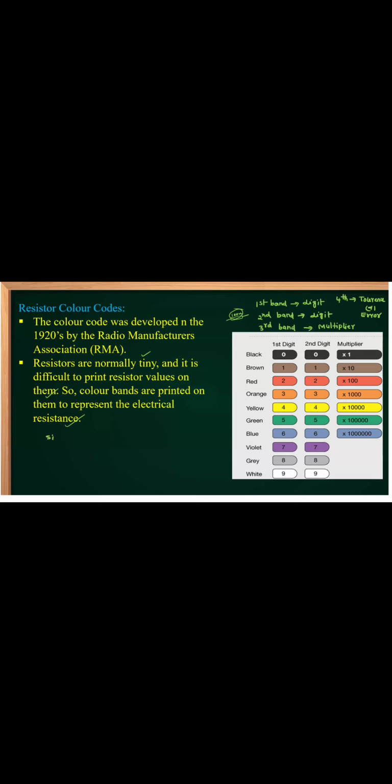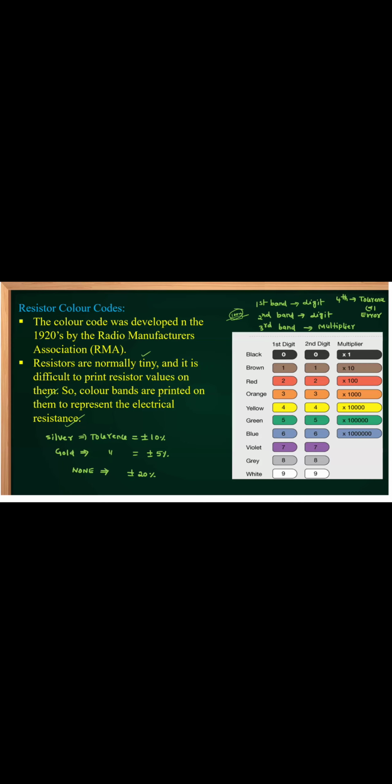In general, for silver, the tolerance is taken as plus or minus 10%. For gold, the tolerance is taken as plus or minus 5%. If none of the color is given, you have to take the tolerance as plus or minus 20%. This you have to remember.